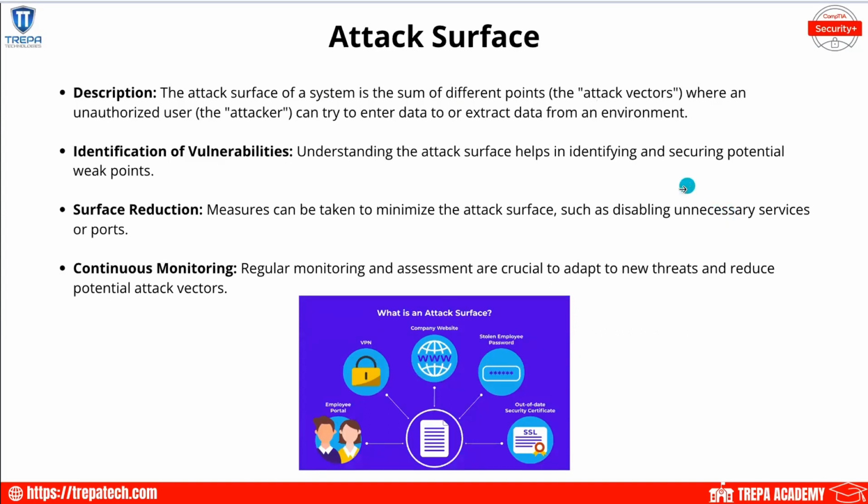Attack surface. So the attack surface of the system is the sum of different points, attack vectors, where an unauthorized user, the attacker, can try to enter data or extract data from an environment. So that's one way to define it. The attack surface is just anything that's vulnerable on our system, right? So the attack surface of a company's website: what ports are open? Is it secure? Do we have VPN capabilities into our enterprise, right? With our attack surface, from a security perspective, we always want to take measures to reduce that surface. We want a low attack surface, right? We don't want a bunch of different points of entry and attack vectors, okay?